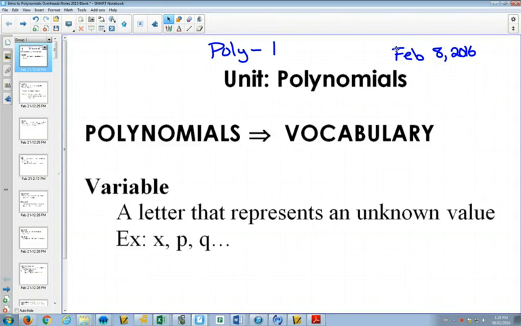All right, so this is our new unit. It's on polynomials. We're going to go through our vocabulary. The very first definition that we're going to learn is a variable.